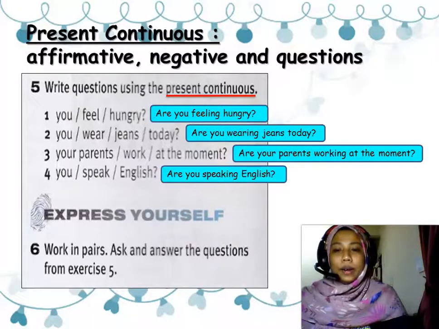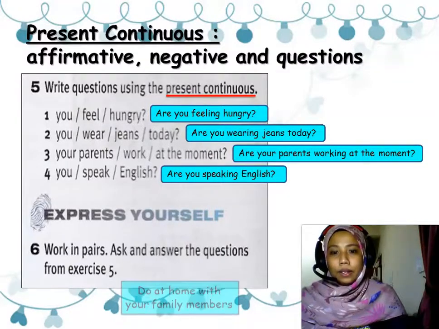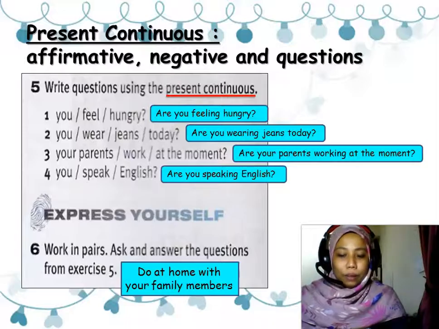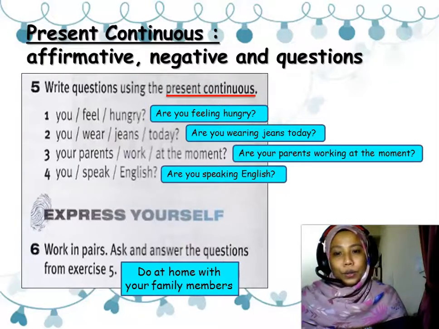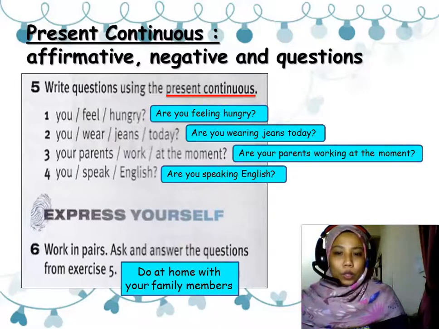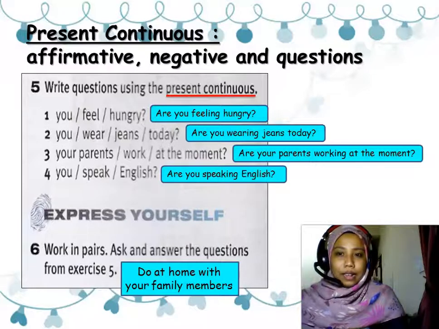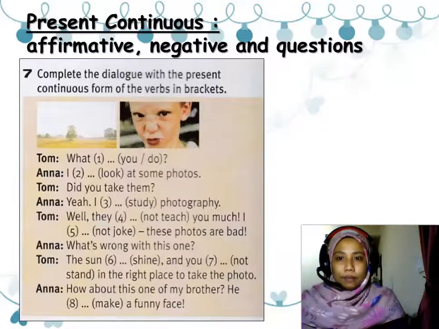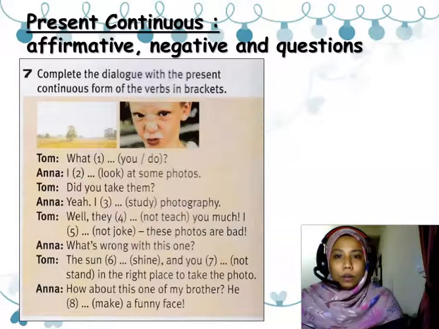For practice 6, work in pairs. Do it at home with your family members. As we are staying at home and do not begin our lesson at school, you can practice and express yourself by asking and answering questions taken from exercise number 5. Next, exercise 7. Complete the dialogue with the present continuous form of the verbs in brackets.